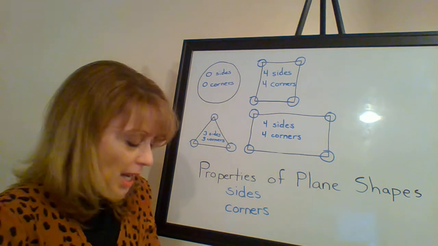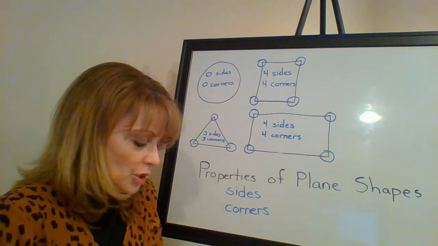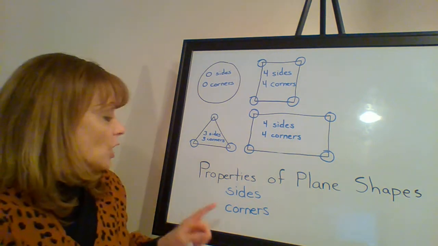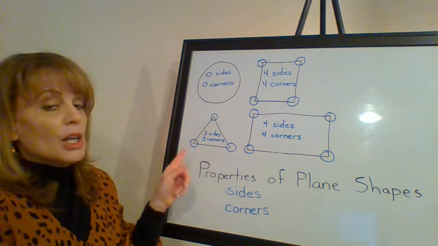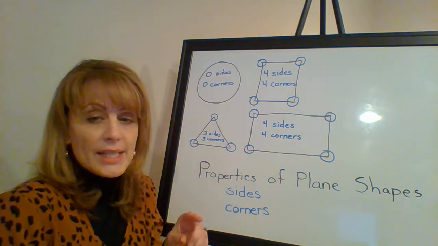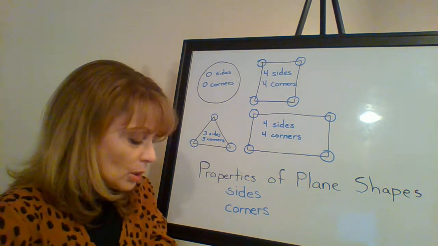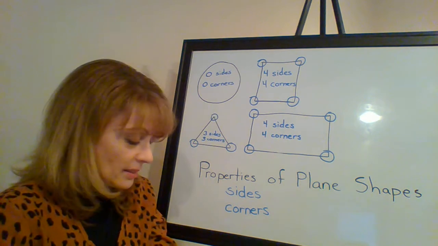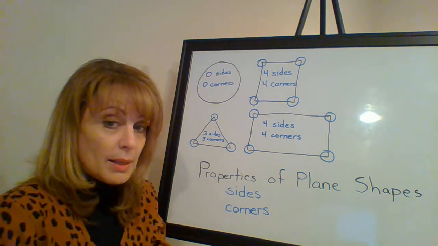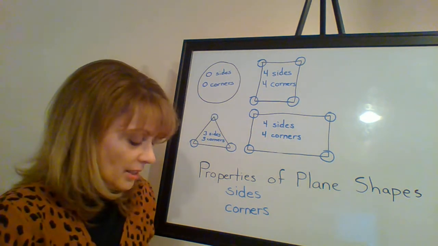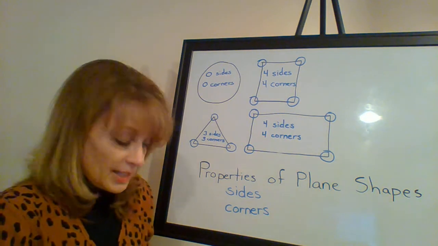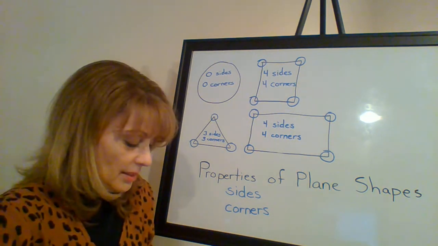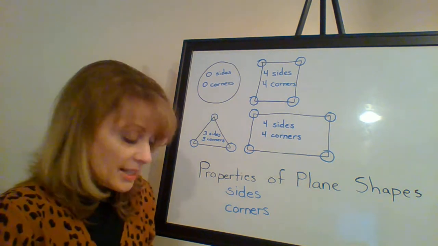Look at the third box. Do these shapes have corners? Remember, we talked about corners. Corners are where two straight sides meet. So look at the blue one. Are there corners? Yes. Purple? Yes. Green? Yes. Orange? Yes. Pink? Yes.